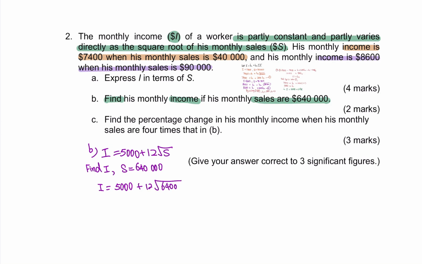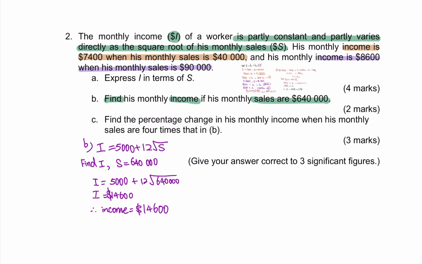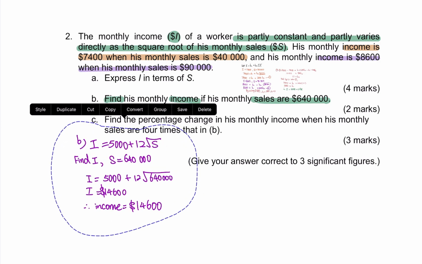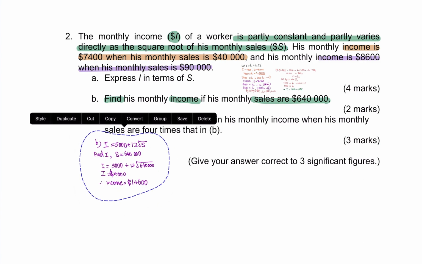Just write it and click the whole thing in the calculator, because it's all numbers, and you should be able to get your income as 14600. Remember to put the dollar sign, or you can just write income: dollars 14600. Okay, cool. Again, I have to make it smaller because I need a lot of space for part C actually. Part C is very long.